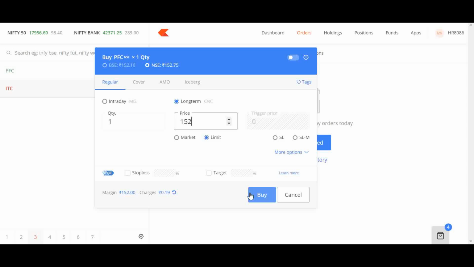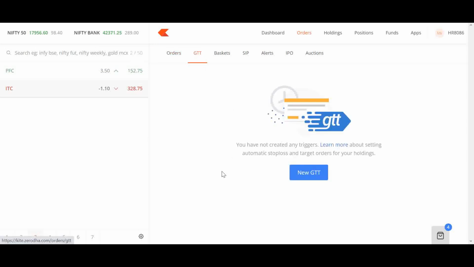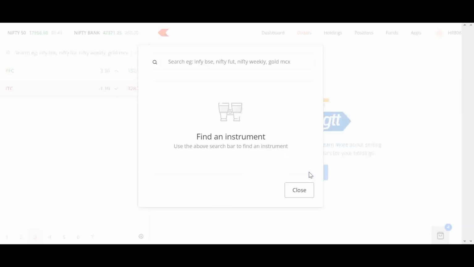Okay, so this is one method of buying the stock. There is another method which is called GTT. This kind of order will be valid for at least 1 year. So how to buy the stock? Let's say I think ITC is overvalued at 328 and I don't have the time to monitor the stocks on a daily basis. Then what I will do is create a GTT.